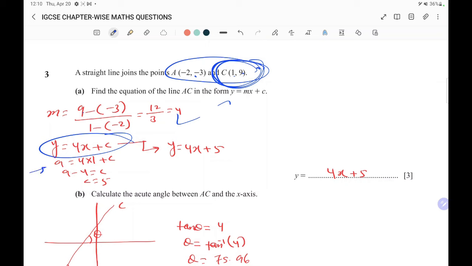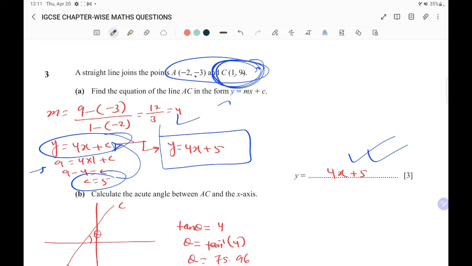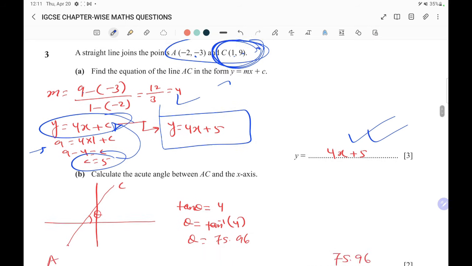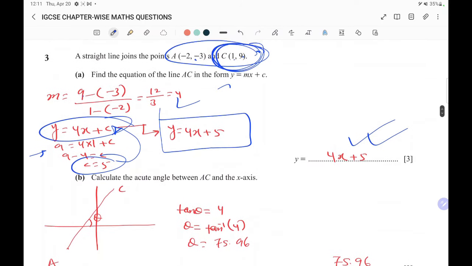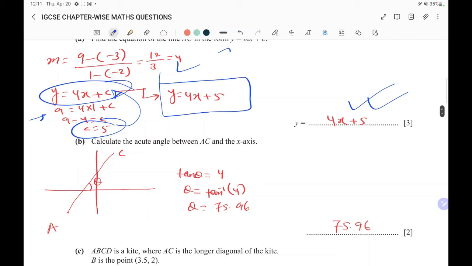So y is 9, x is 1, so 9 equals 4 plus c. Now shift 4 to the left side, 9 minus 4 equals c, c equals 5. Just put c equals 5 over here, y equals 4x plus 5 you will get. So this is your y equals 4x plus 5. This is the equation of line AC. Calculate the acute angle between AC and the x-axis. So this is our line AC, and this line makes angle theta.